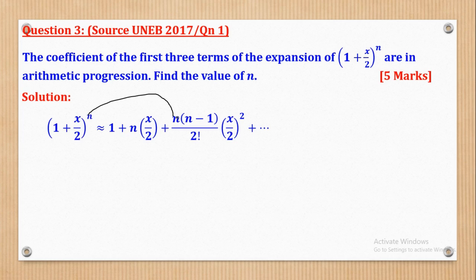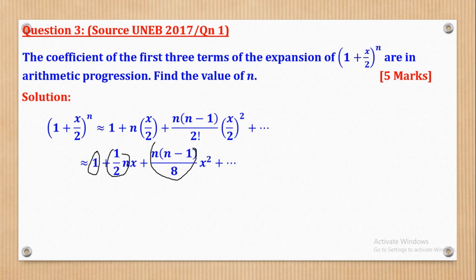Then this very power minus 1 gives you n minus 1. Then remember to divide by 2 factorial. And because it's 2 factorial, it means that this other term will be raised to the power 2. They said first three terms, that is why we stop at the first three terms. Therefore, I shall look for their coefficients. Expand and realize that this is the first term, this is the second term, and this is the third term.